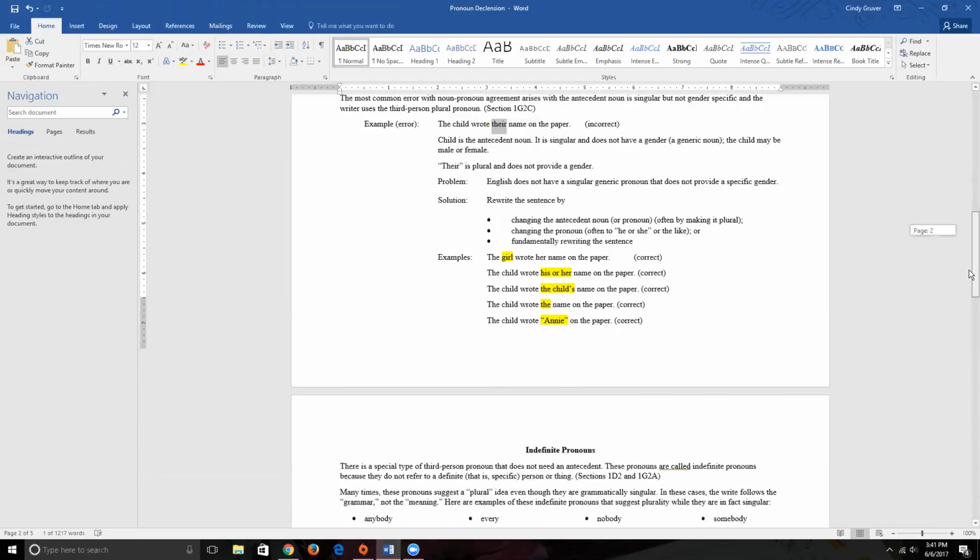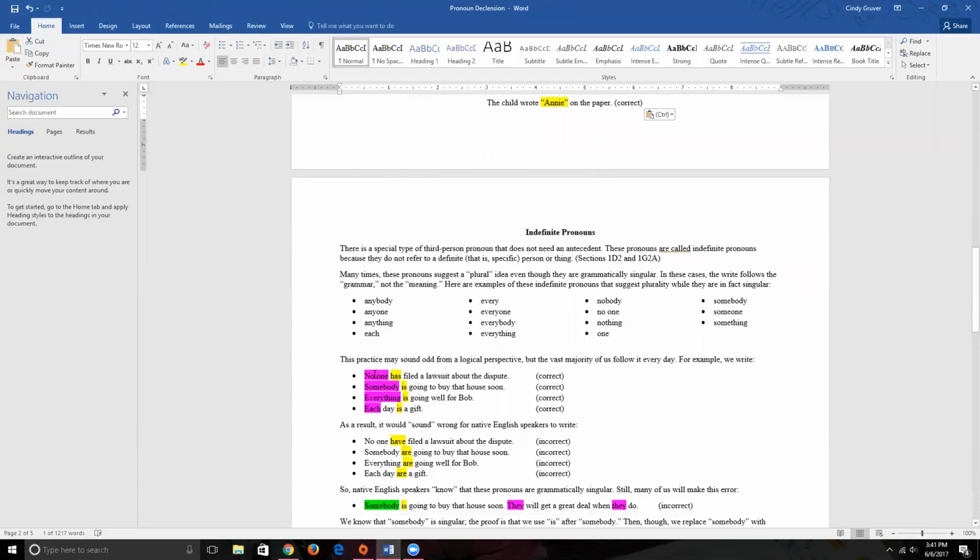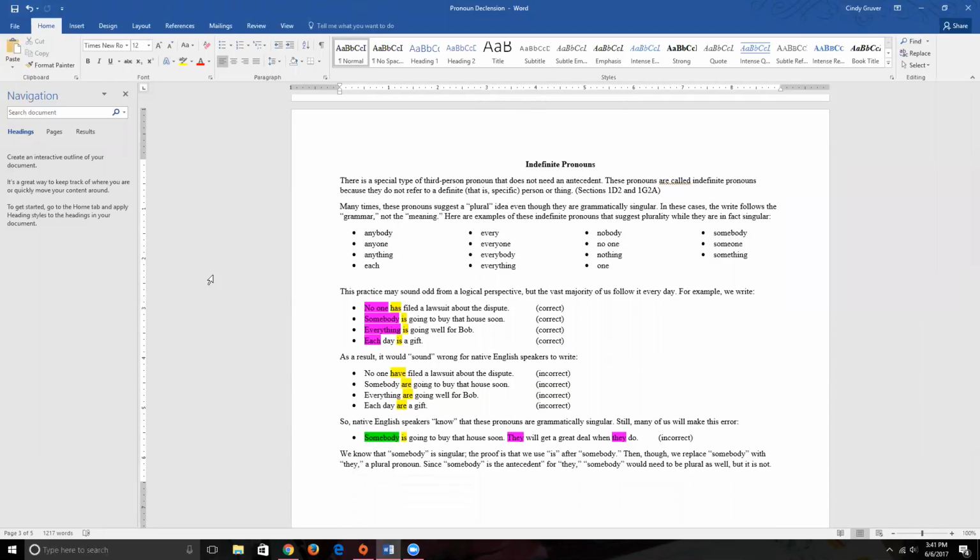But these are much more confusing because the words themselves suggest plural. And so it seems much more natural when you say somebody, which is not just one person, but any one person out of this larger group, it seems to make sense to say they. And so it's a little bit harder to spot this particular problem. Okay, let's look at this one. So we've already decided that this is a sentence that we're pretty much all going to get right. Somebody is going to buy that house soon.